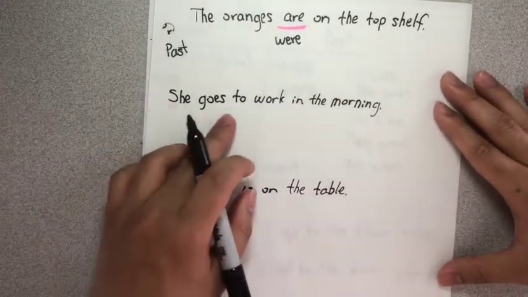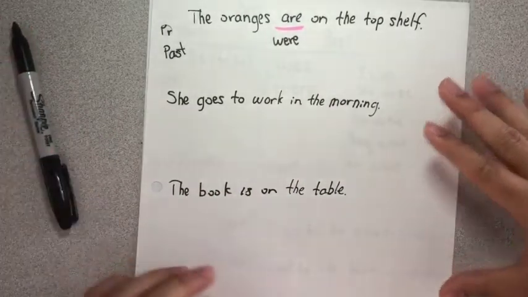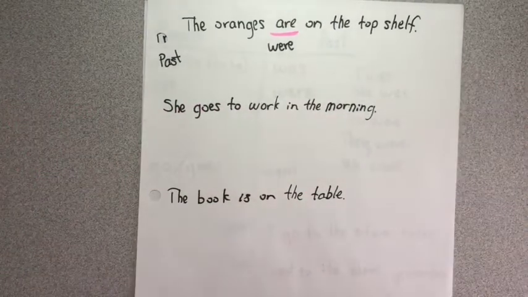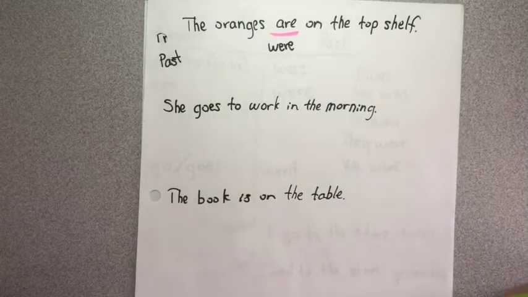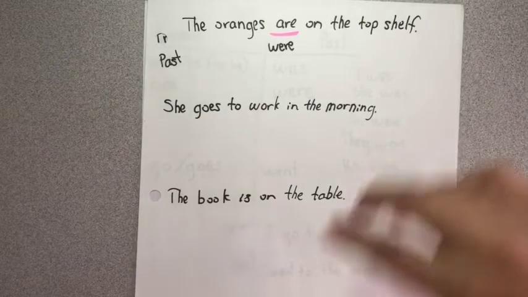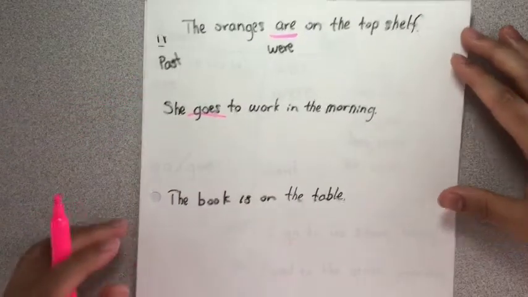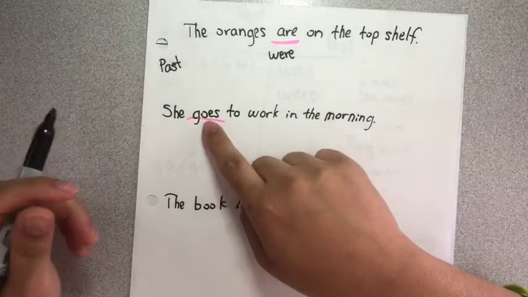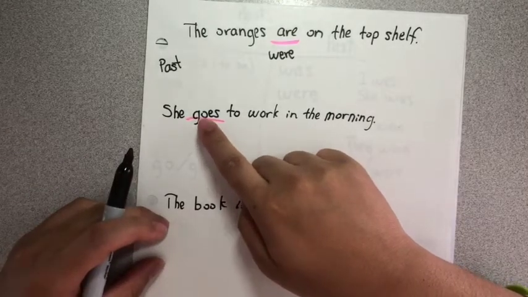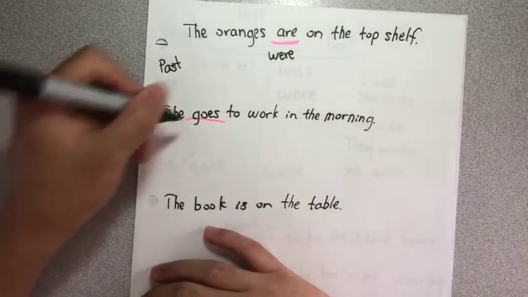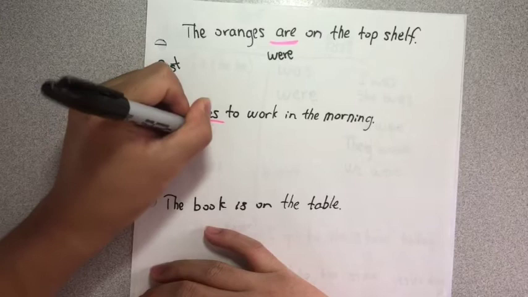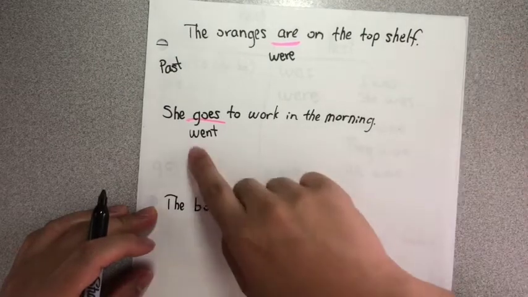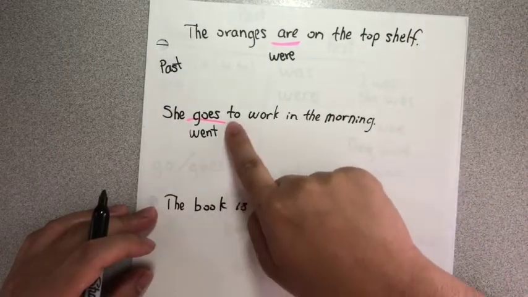Let's do this one. She goes to work in the morning. Let's write the sentence in the past tense. Where is the verb in the sentence? Where's the action word? Goes. Goes is the action word. It's the verb. So let's change goes to the past tense. What is the past tense of goes? She went. She went to work in the morning. The past tense of this sentence is she went to work in the morning.